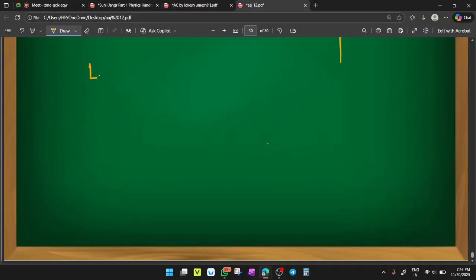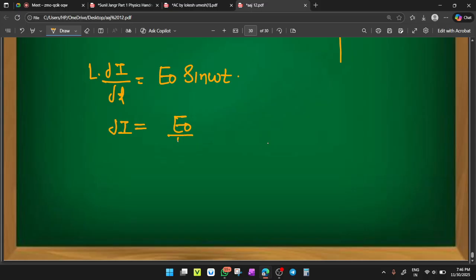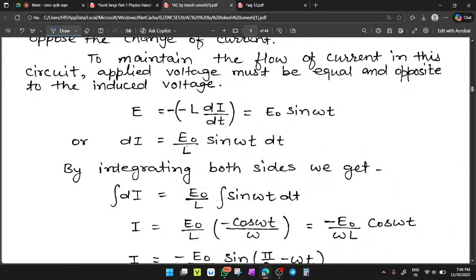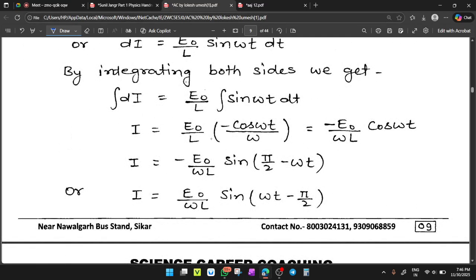So L di upon dt equals E naught sine omega t. Clear? Now di equals, varying current, di equals E naught upon L sine omega t dt. Clear? So this di equals E naught upon L sine omega t dt. Clear? By integrating both sides, so make an integration sign.